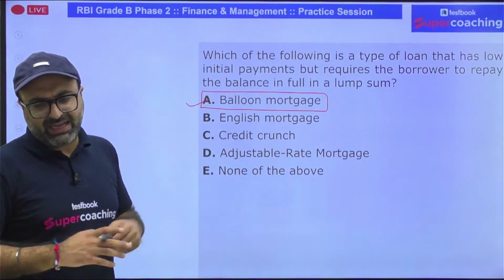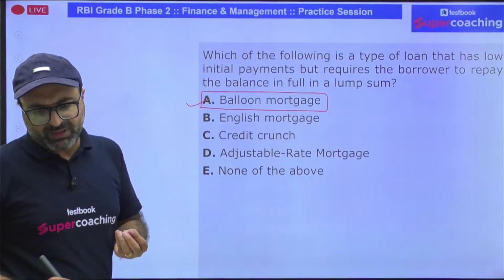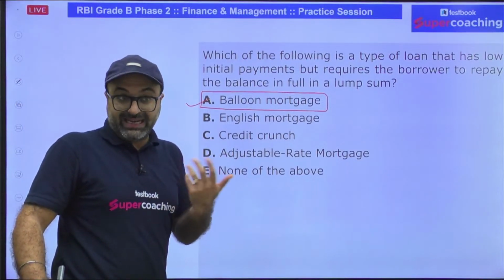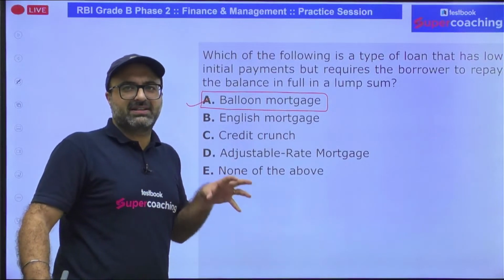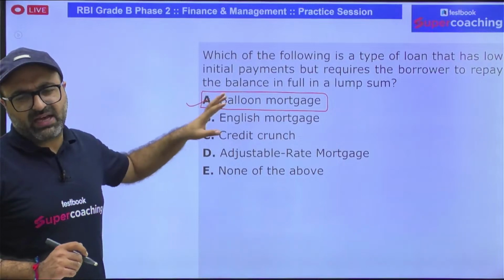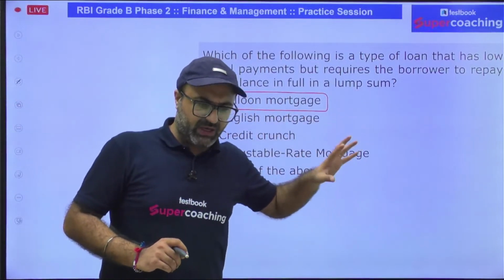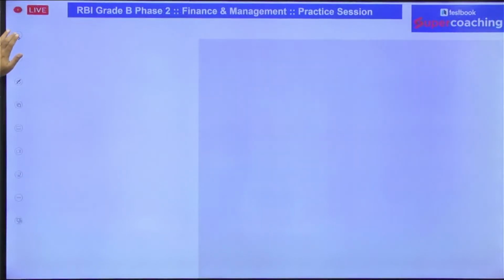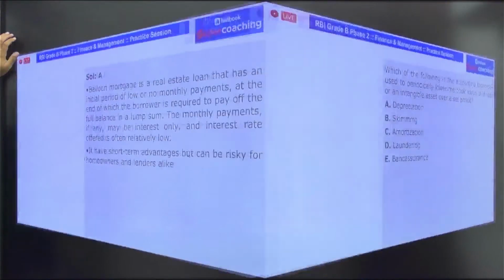Remember that it has a short-term advantage but can be risky for homeowners as well as the lenders alike. That is the reason it is generally utilized in case of short-term lending which is done against real estate. Got it? Clear? So the answer is going to be balloon payment. Moving on to the next question.